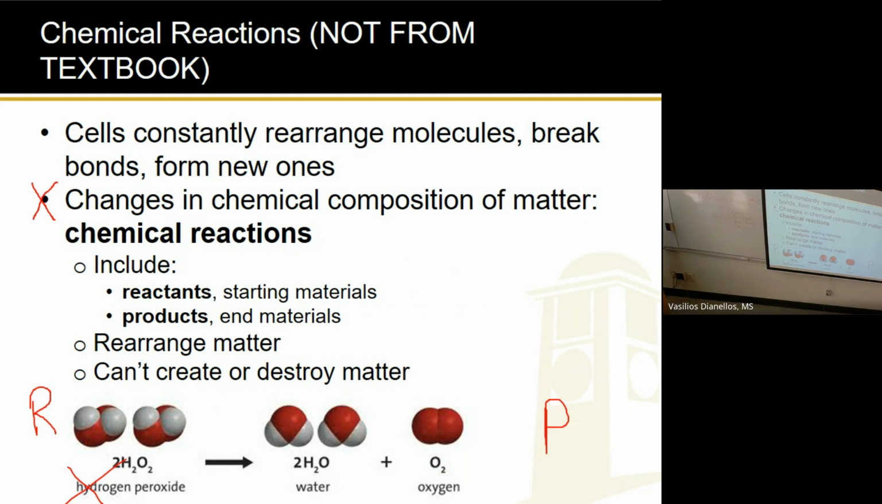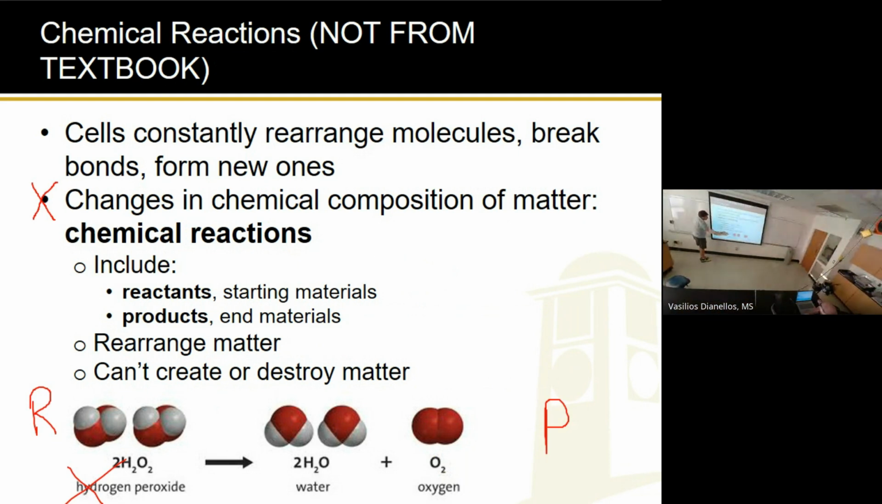But again, we didn't create matter. We just rearranged it. So if you look here, how many oxygens do we have? 1, 2, 3, 4. All right, how many oxygens do we have at the end? 1, 2, 3, 4. How many hydrogens do we have to begin with? 1, 2, 3, 4. How many do we have at the end? 1, 2, 3, 4. So you see? We started and ended with the same amount of matter.